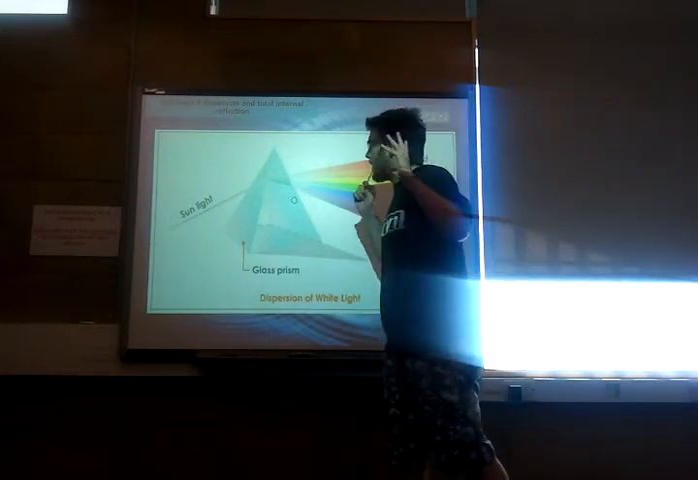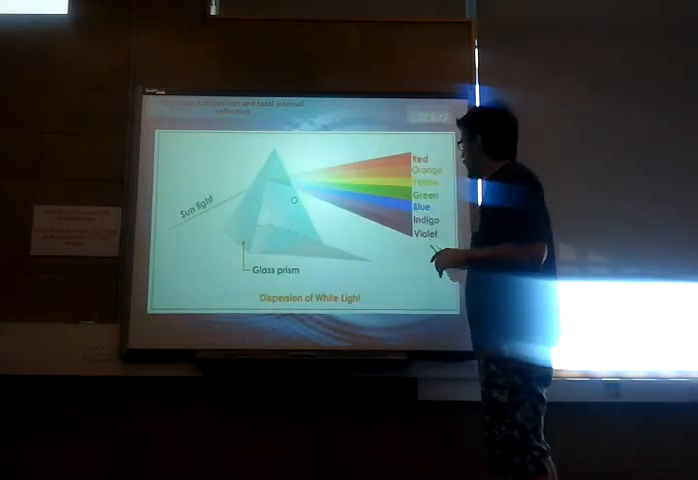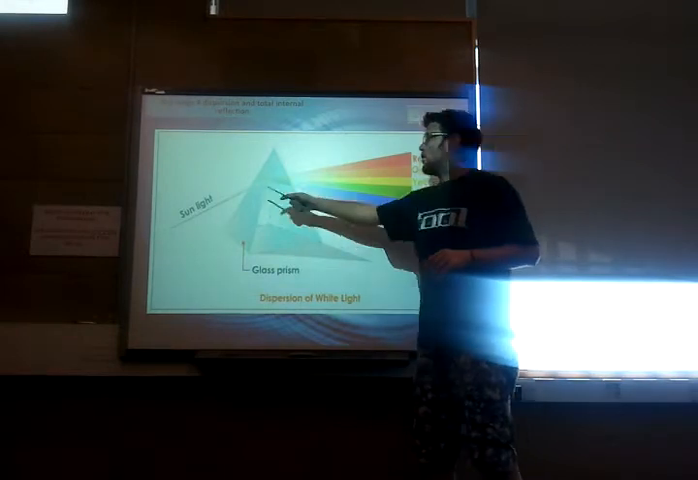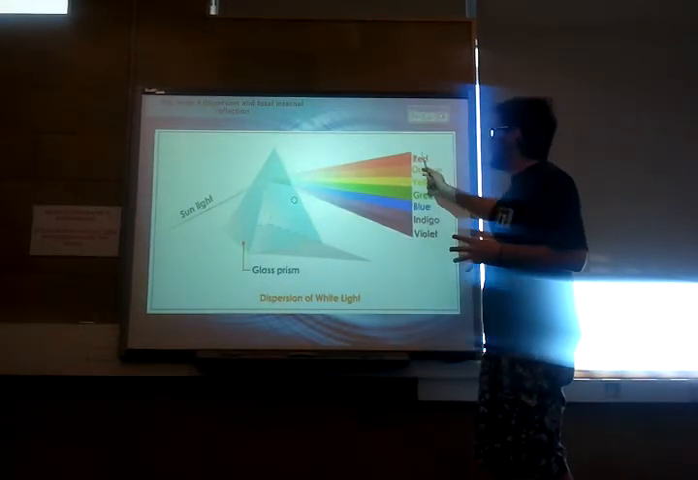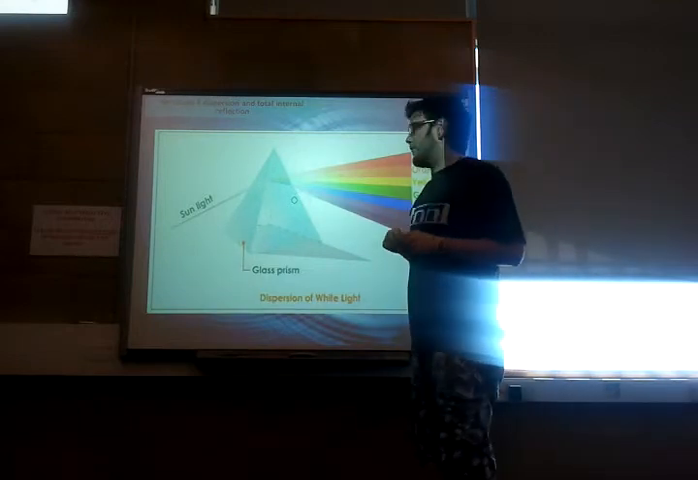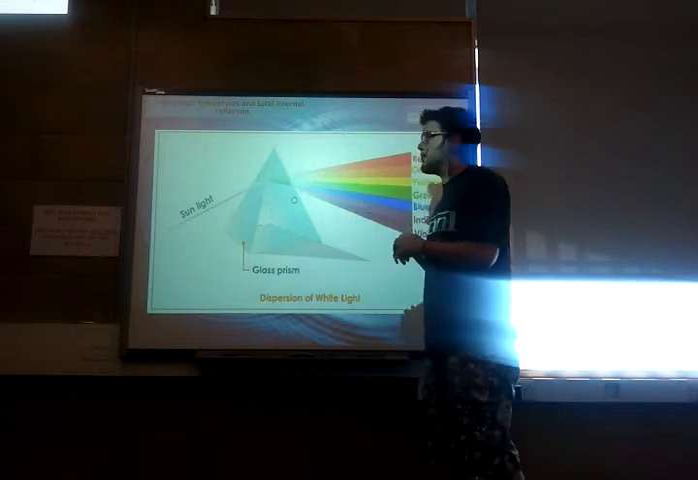So key point, don't forget, the higher the frequency, the greater the refraction. Therefore the indigos and the violets are refracted a lot more as the light goes through a prism, so they must be a higher frequency than our reds and our oranges at the top. So that's dispersion of white light. That is generally what dispersion is.